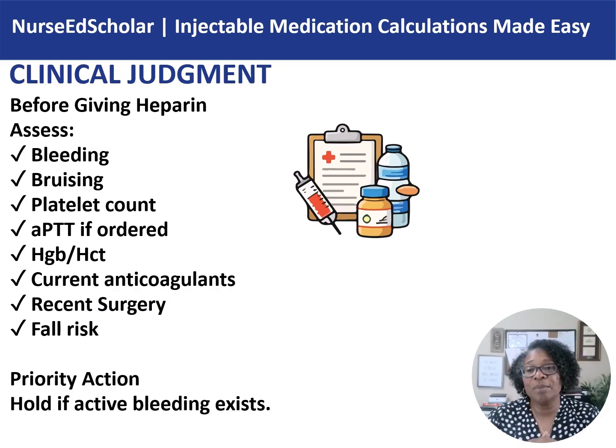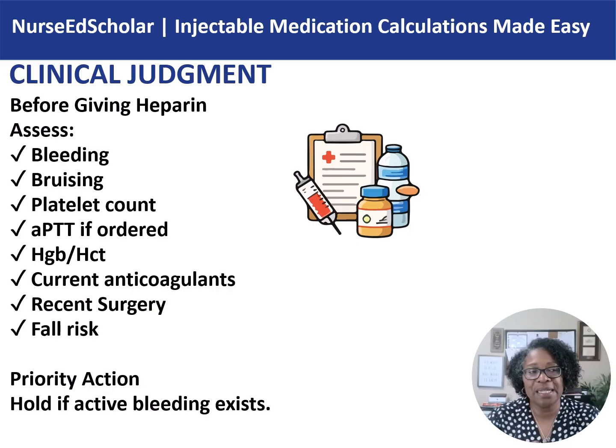You want to look at the hemoglobin and hematocrit, make sure the person doesn't have an active bleed going on, or what their blood count is. Are they on anticoagulants? Are they a fall risk? Okay. You want to know that because you're giving a medication that increases bleeding time. A lot of people say it thins the blood, but basically it increases bleeding time. The blood doesn't clot fast.